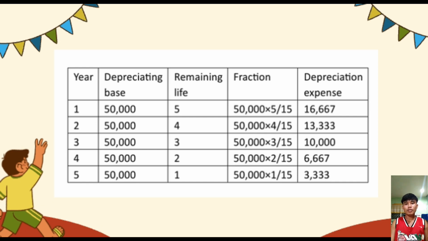So the depreciation can be more in the earlier years, as you saw. Now it is declining. The next ones are 10,000, 6,667, and the last one is 3,333. So if we total up the depreciation expense over 5 years, it will end up giving us 50,000.